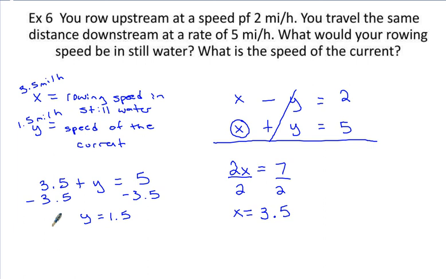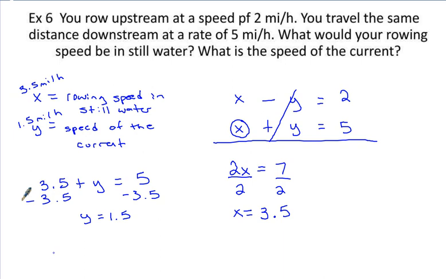Okay, guys, so the last thing we need to do is just write our sentence. And I don't even know if that's a fast current or not. I don't know anything about how fast rivers move at all, so I have no idea. That may be really slow, like lazy river slow. I don't know. So here we go.